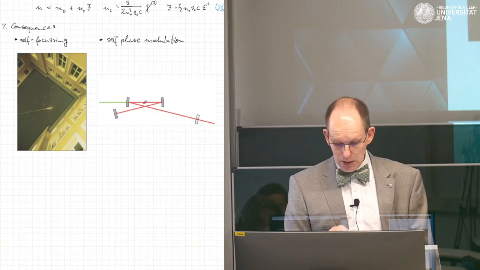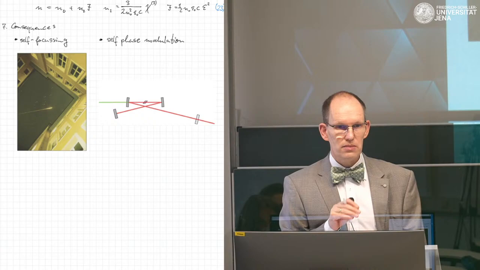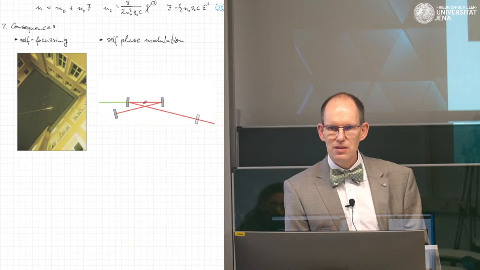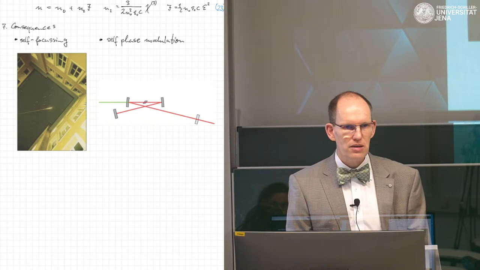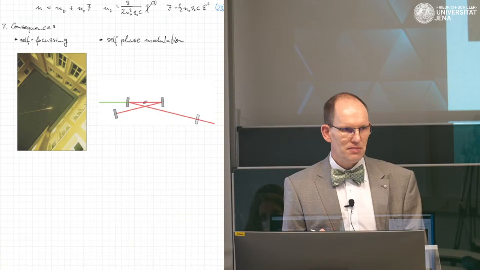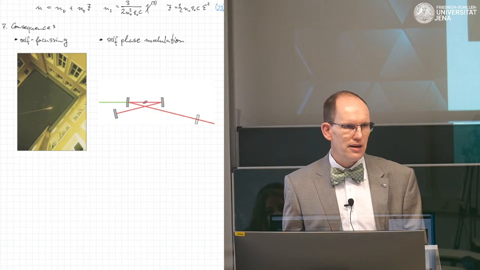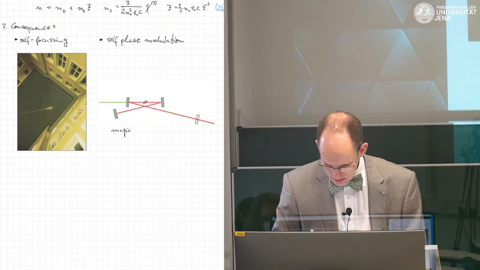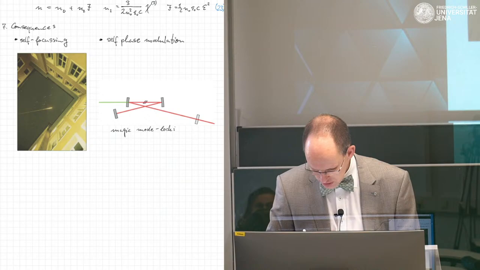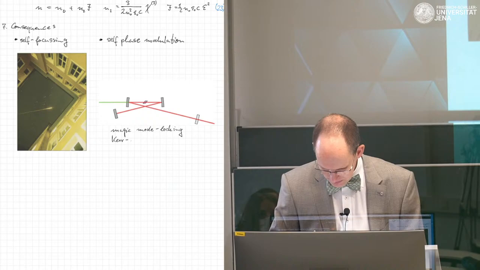When this was discovered, approximately 30 years ago, I think even a little bit less than 30 years ago, people were actually surprised to see this. They didn't expect this effect. And initially, this was called magic mode locking because they didn't understand it. And after a few months or years, it was understood, and now it's called Kerr lens mode locking. So this self-focusing, let's write it up. Magic mode locking, the old-fashioned term for that, or Kerr lens mode locking.